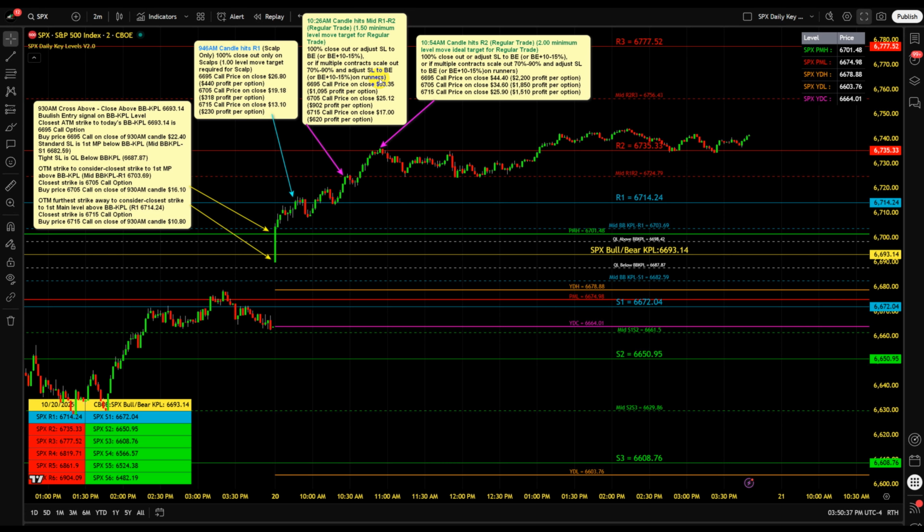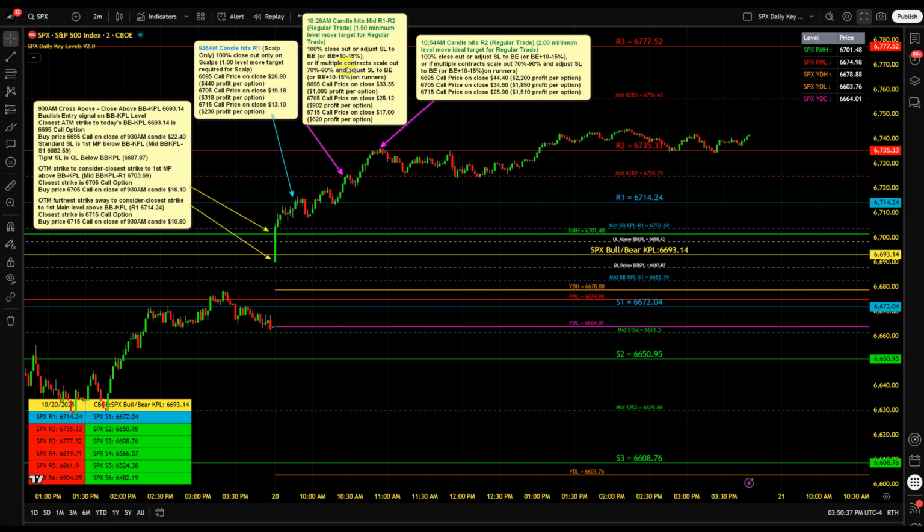Now, adjusting your stop loss at this point, remember we started off using levels for our initial entry stop loss. However, when you start adjusting your stop loss to break even or better, then at that point you're changing to just adjusting your stop loss by price only. So break even is going to be the price that you paid for the option. Break even plus a 10 to 15% buffer is going to be the price you paid for the option plus 10 to 15% added to that as a profit buffer.